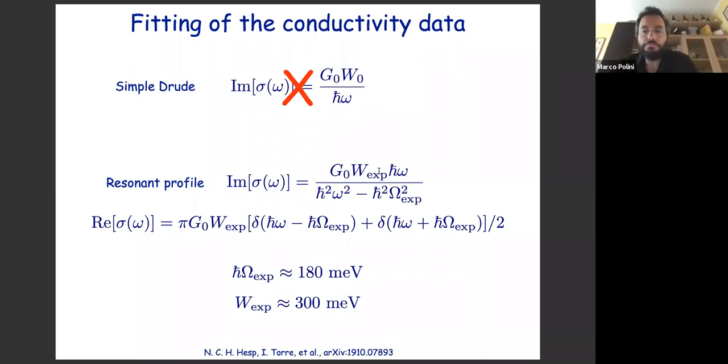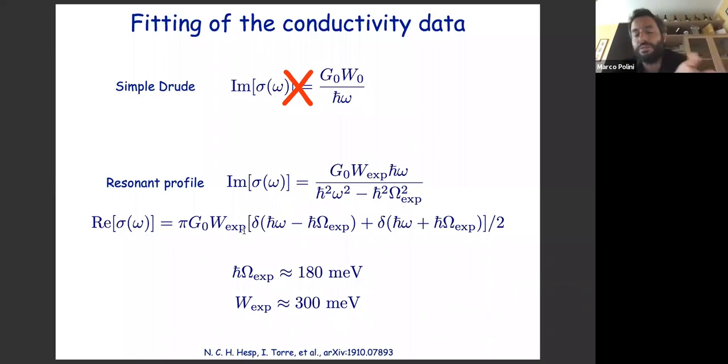Okay, so the other fitting parameter is the spectral weight of this resonance profile. And of course you can calculate very simply, analytically, the Kramers-Kronig transform of this imaginary part of sigma, finding the real part of the conductivity. It would be a delta function peak located at the position of the peak, with a weight which is exactly omega x. And the extracted parameters, as I said, are a position of the peak on the order of 180 millielectron volts and a spectral weight on the order of 300 millielectron volts. Okay, so this is the information that you find from these very simple resonant fitting functions.